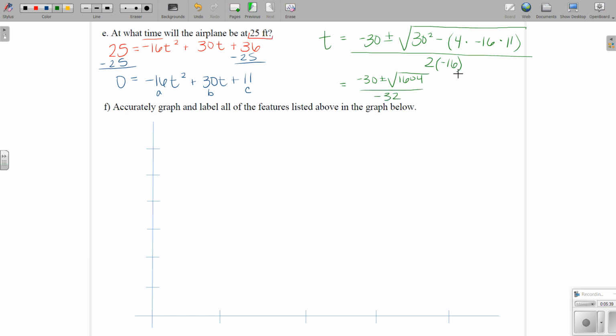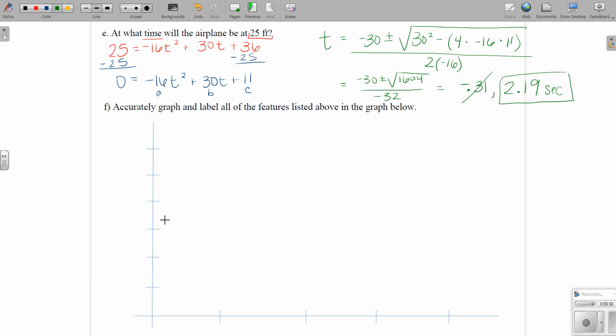And when you type this in and you follow order of operations, you're going to get two different answers. You're going to get negative 0.31 and positive 2.19. And just like before, the negative time wasn't going to make sense, so 2.19 seconds does make sense here.